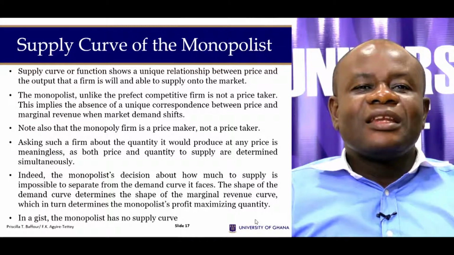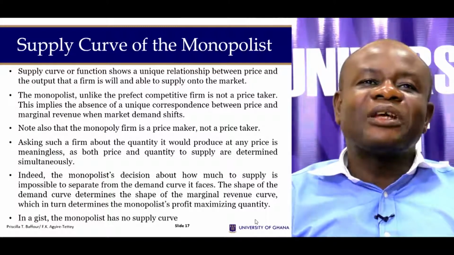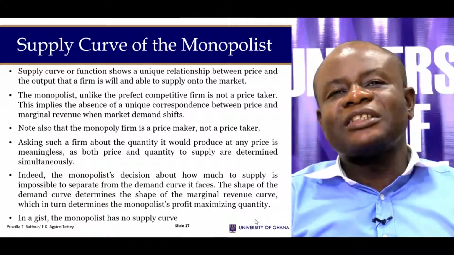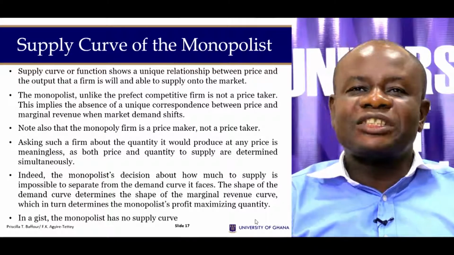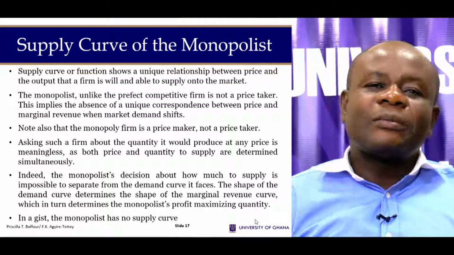Then the supply curve of the firm. The monopolist has no unique relationship between the output it supplies onto the market and the price that it charges. So, in short, the monopolist has no supply curve.